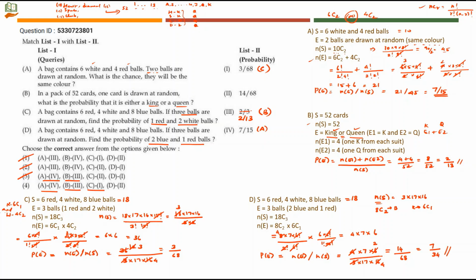This is also possible because this will be 2 ones are 2 and 2 twos are 4. So 17 into 2 will give 34 and this 7 will be there. But here they have just given it as 14 by 68. When you reduce 14 by 68, you will ultimately get 7 by 34. If you get either of the answers, you can mark option 2. So D will be mapping to 2. So this is also right here. Option 4 will be the right answer.